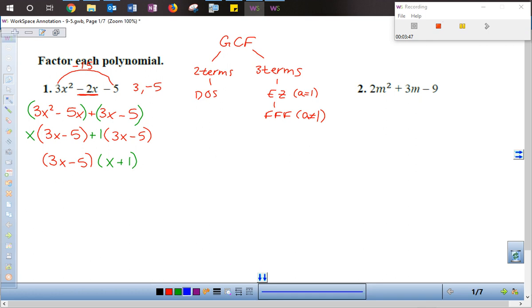Let's look at number 2. Again, the first thing I want to check for is the greatest common factor. So 2, 3, and negative 9. 2 and 3 are prime, but 9 is not. Now 3 can go into 9, but 2 can't, so there's no greatest common factor there. M squared, M, and no variable, so I can't factor out a greatest common factor.